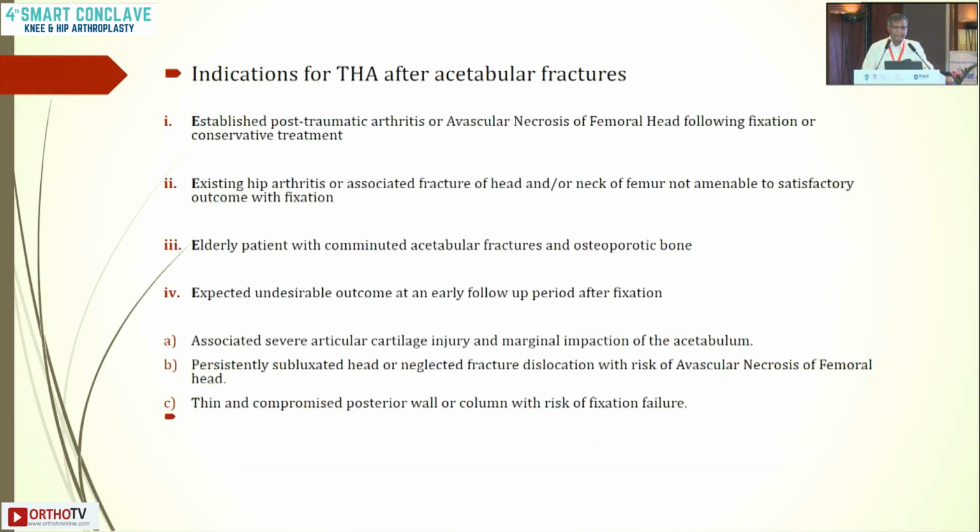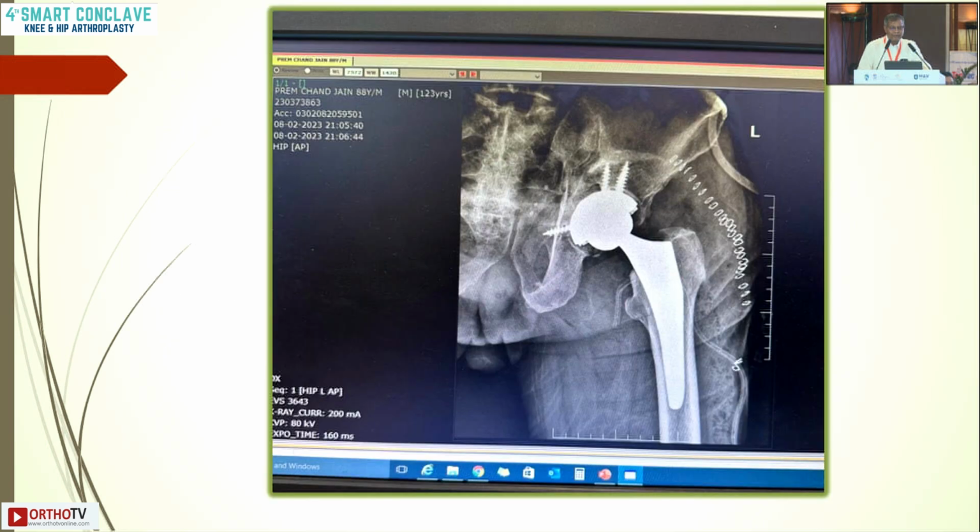Indication for total hip arthroplasty after acetabular fracture: established post-traumatic arthritis, as the patient already has pre-existing osteoarthritic changes. Sir, please, can you just restrict yourself to the case presentation, sir?